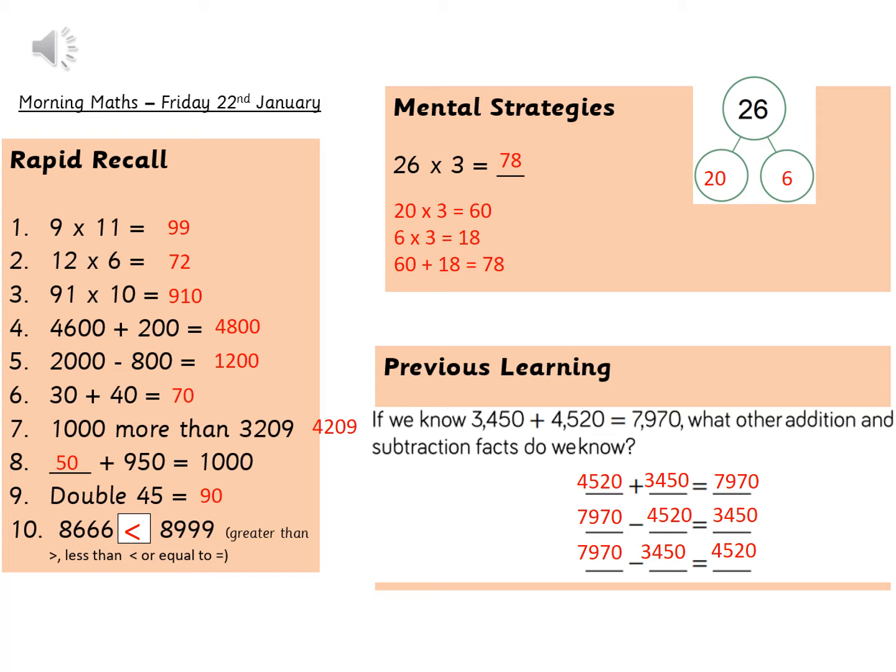We also know that subtraction is the inverse of addition. Therefore, we can use these numbers in a subtraction. 7,970 is going to be the number we subtract from because it is the biggest number. So 7,970 subtract 4,520 has to equal 3,450. Likewise, 7,970 subtract 3,450 will equal 4,520.